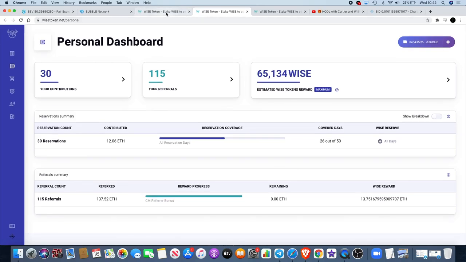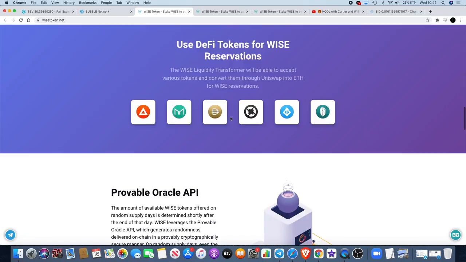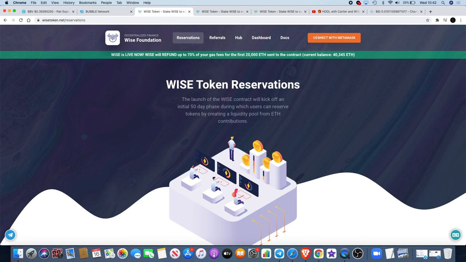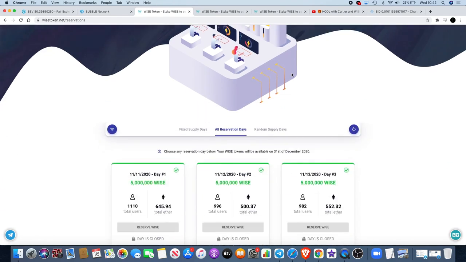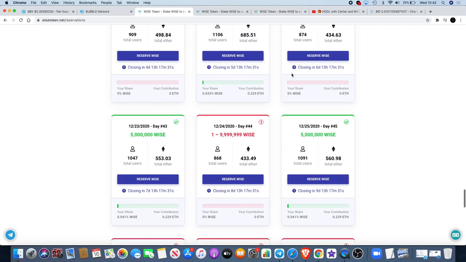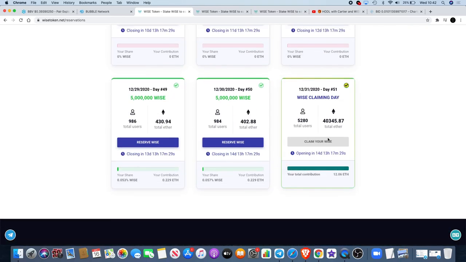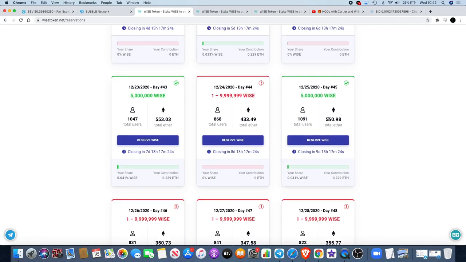Now, you also get 10% extra on your Wise holdings if you use my referral link, when you mint the tokens, when you claim them, and those tokens are minted to your wallet. So it ends on the 30th of December, I believe. Let's go to reservations. It ends on the 30th of December, and we should already be connected. Right, it ends on the 30th of December, and the claiming date is on the 31st of December. You can see that updates with the total Ethereum in the pot as well.